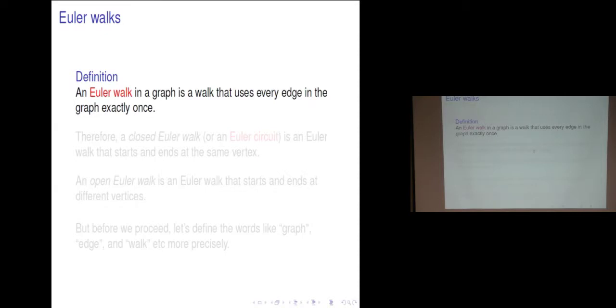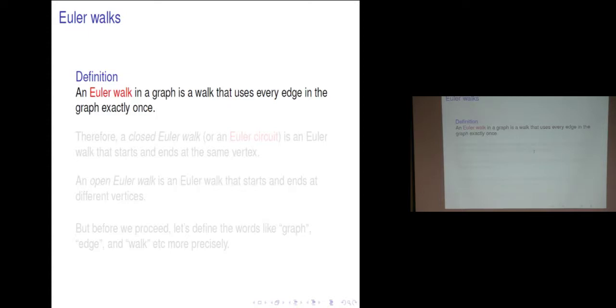So now we want to turn this problem into a graph theory problem. That's the birth of graph theory. Here's the definition. You call it the Euler walk, or Eulerian, I don't know how to say it, I just say Euler walk. An Euler walk in a graph is a walk that uses every edge in the graph exactly once. So it's like you cross the bridge exactly once, right?